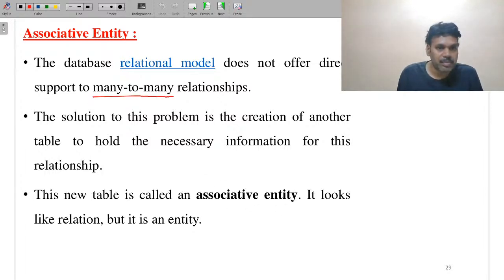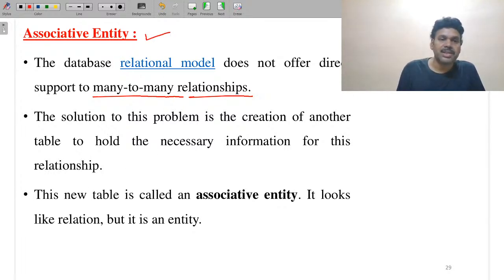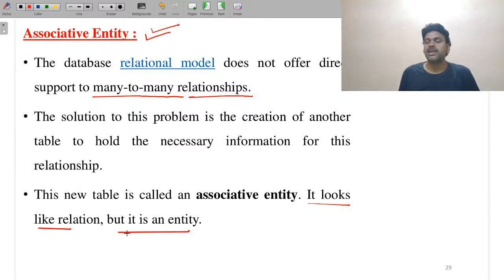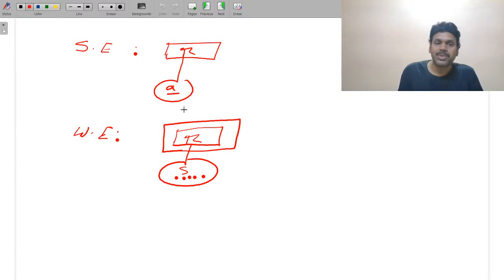When you talk about it, every many to many relationship has to be created as a separate table. So whenever you create a separate table for a relationship, especially many to many, that kind of relationship is called an associative entity. It looks like a relation, but it is an entity which is built on a relationship. That's why it is called an associative entity. How are you going to represent it? You can represent an associative entity like this.